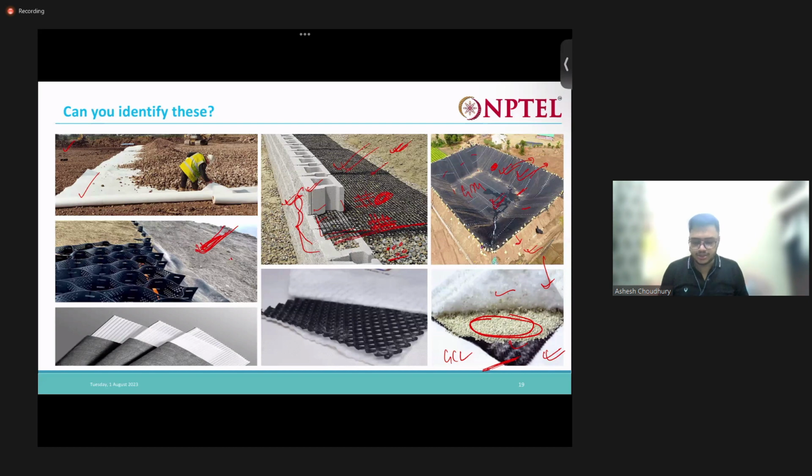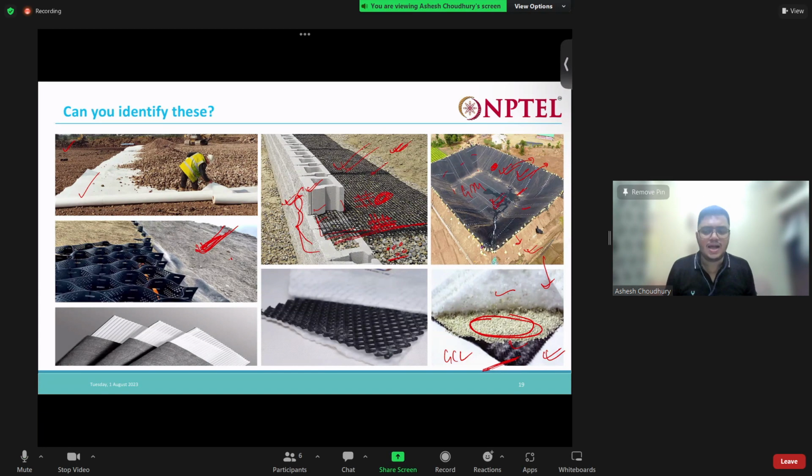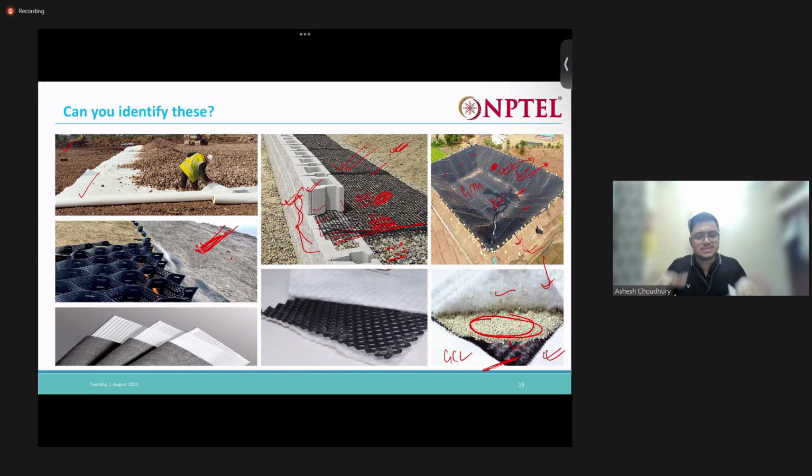Geocell uses confinement to actually reinforce the soil. So we place a layer of geocell and fill it with soil, and what happens is that it gives great strength because of the confining effect of the geocell membrane. The soil does not settle, and it strengthens the soil, right?